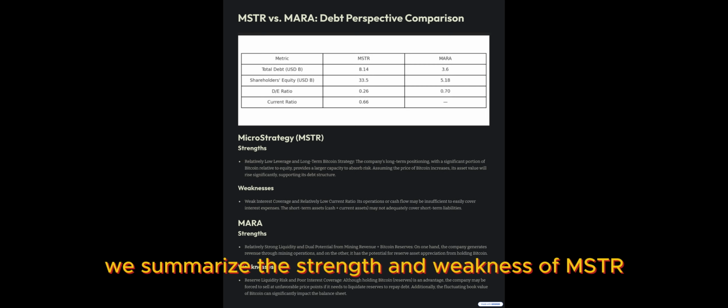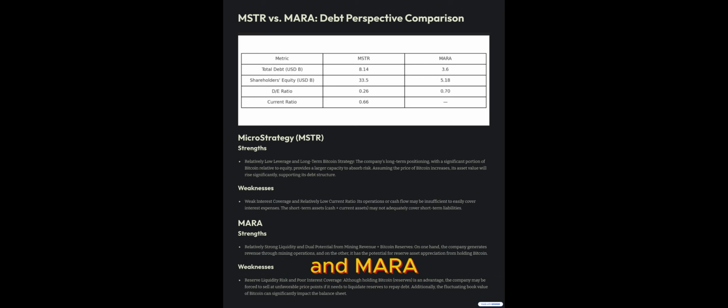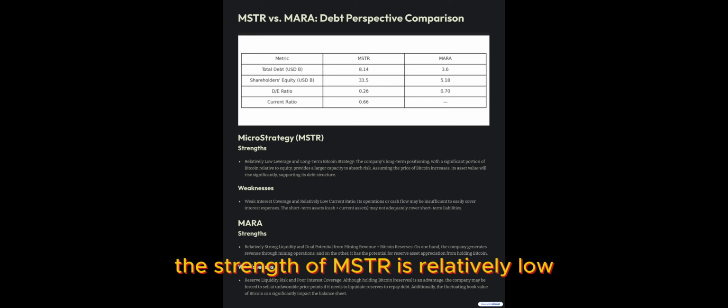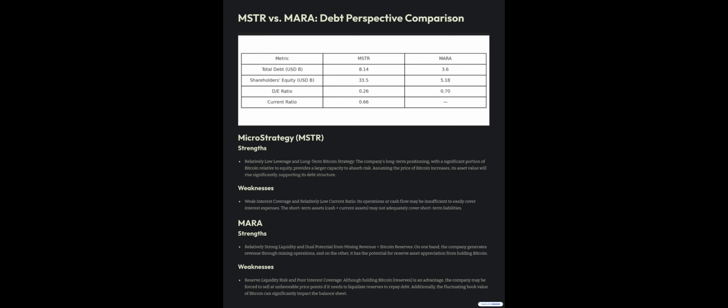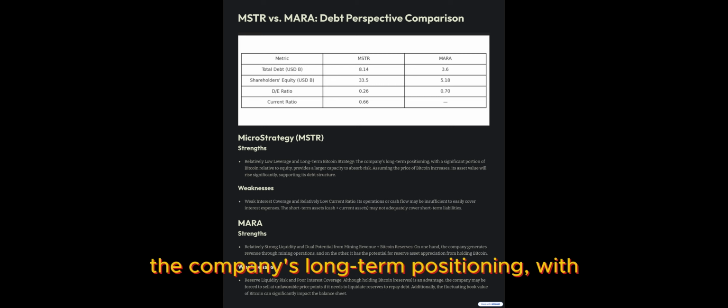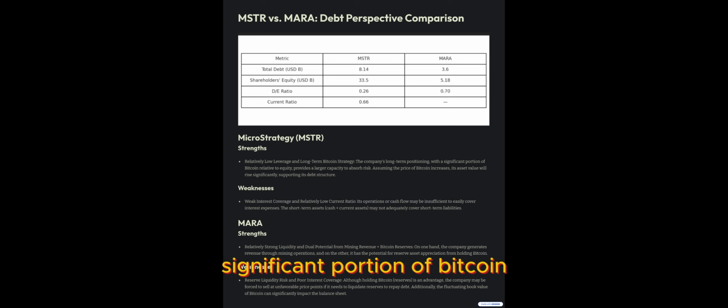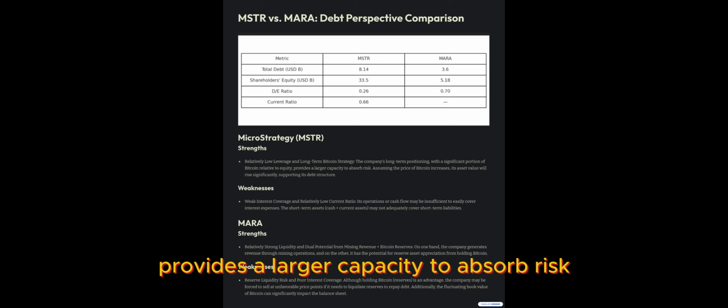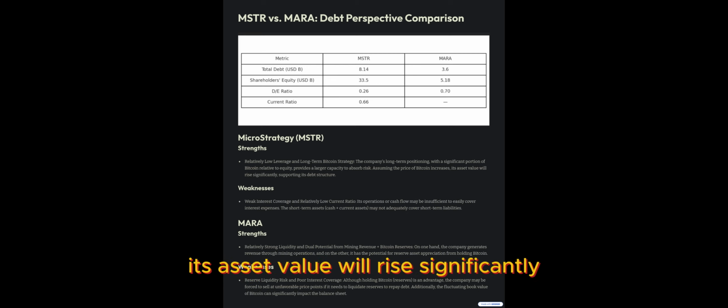After comparing data, we summarize the strengths and weaknesses of MSTR and MARA. So first, the strength of MSTR is relatively low leverage and long-term Bitcoin strategy. The company's long-term positioning with a significant portion of Bitcoin relative to equity provides a larger capacity to absorb risk. Assuming the price of Bitcoin increases, its asset value will rise significantly, supporting its debt structure.